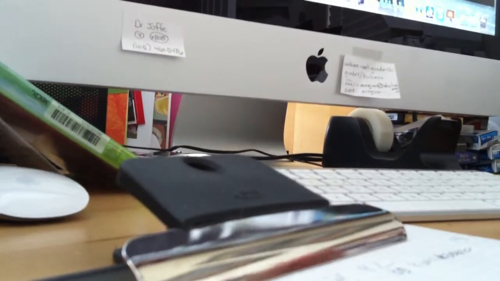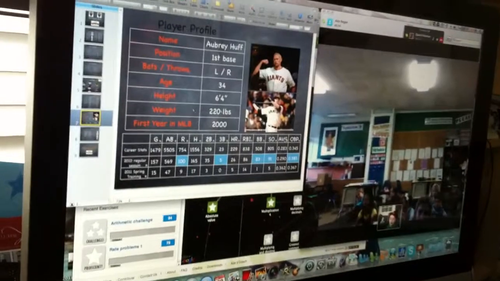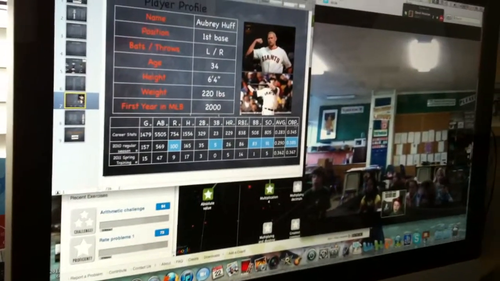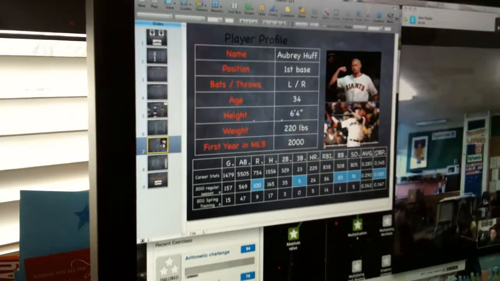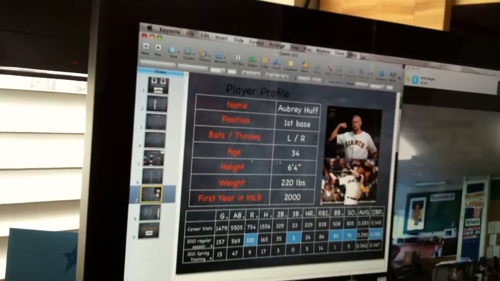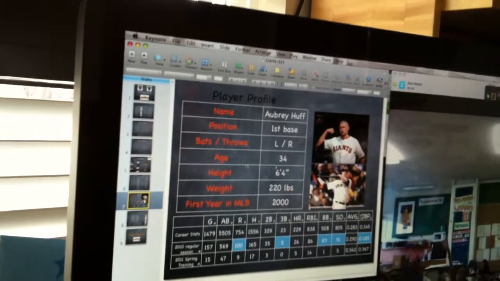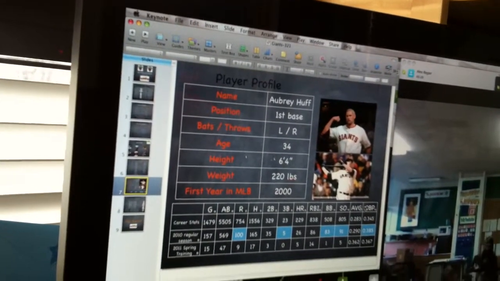runs batted in, and the BB stands for walks, and the SO stands for strikeouts, and the AVG stands for average, and the OBP stands for on-base percentage. And the AVG, that's batting average, right? Yeah. So, you guys, in his entire career, how many games has Aubrey Huff played? Let's see if you can read the stats that Alex has set up. Anna? In his entire career, how many games has he played?